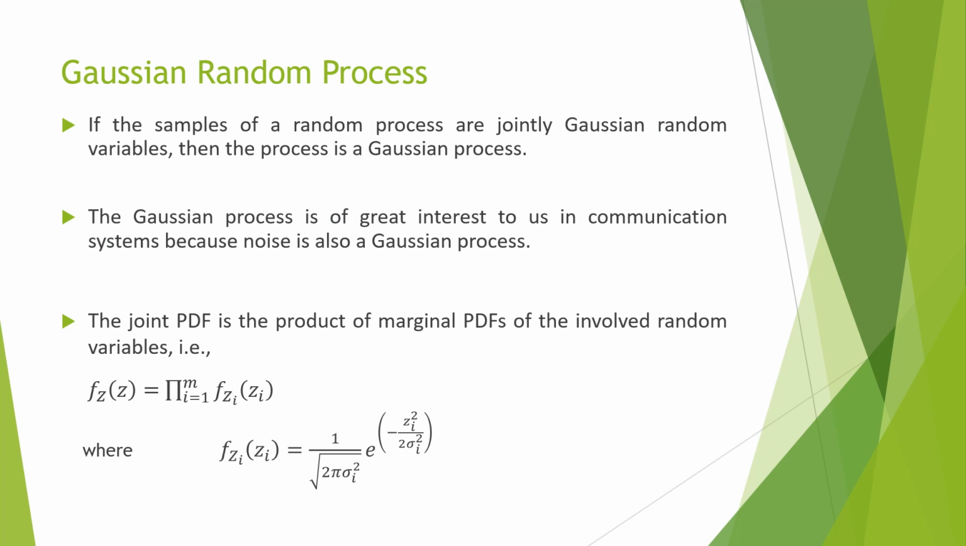Now we define Gaussian random process. If you consider any random process and all its samples are jointly Gaussian random variables, in that case that random process is known as a Gaussian process.